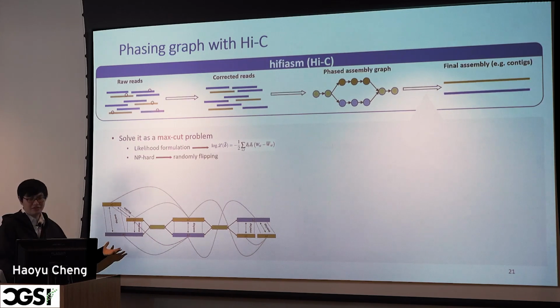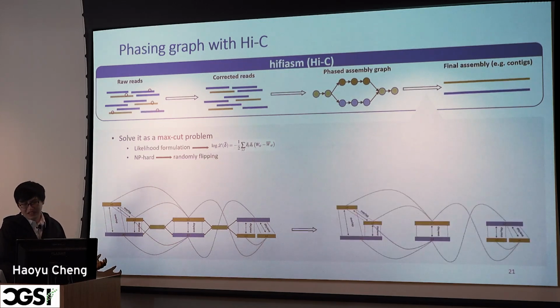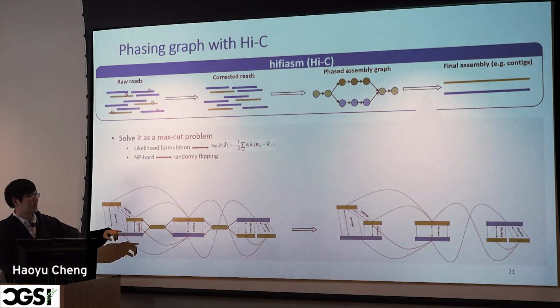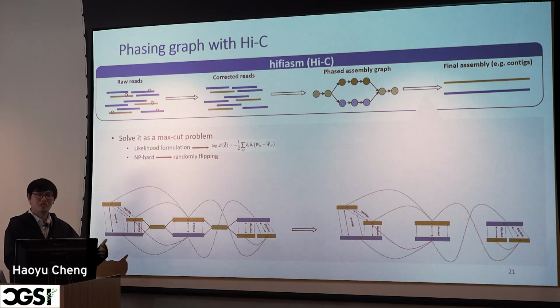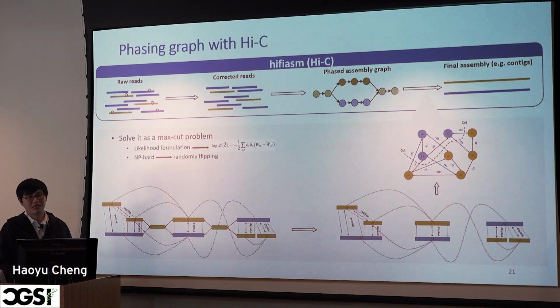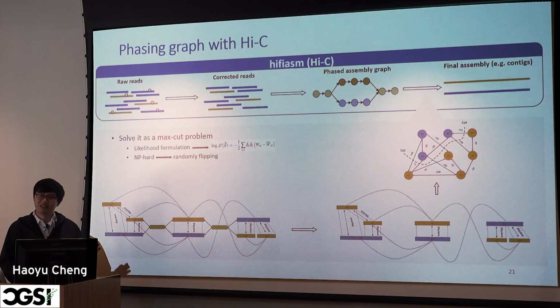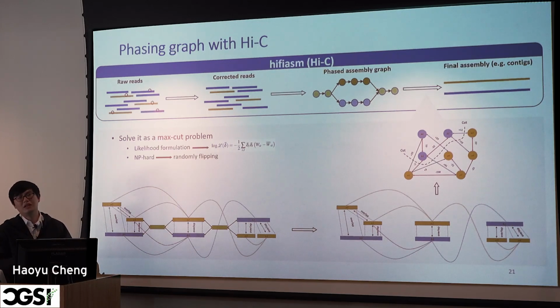For this example, we have a nice graph with a lot of Hi-C links, and we also have the homologous pairs. What hifiasm does here is first remove all these homozygous nodes in green, since they do not contribute anything to the phasing, and then convert this graph into a cut graph. In the new graph, each node still corresponds to a node within the assembly graph, but we have a lot of edges. Some of the edges are positive and some are negative, corresponding to either the Hi-C links or the homologous pairs.